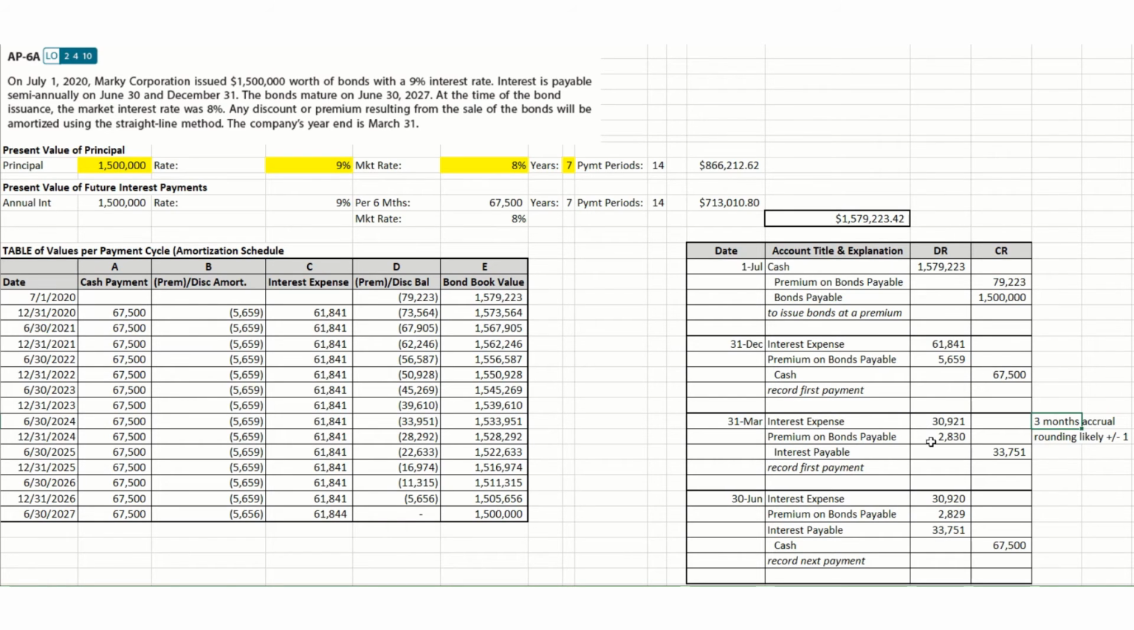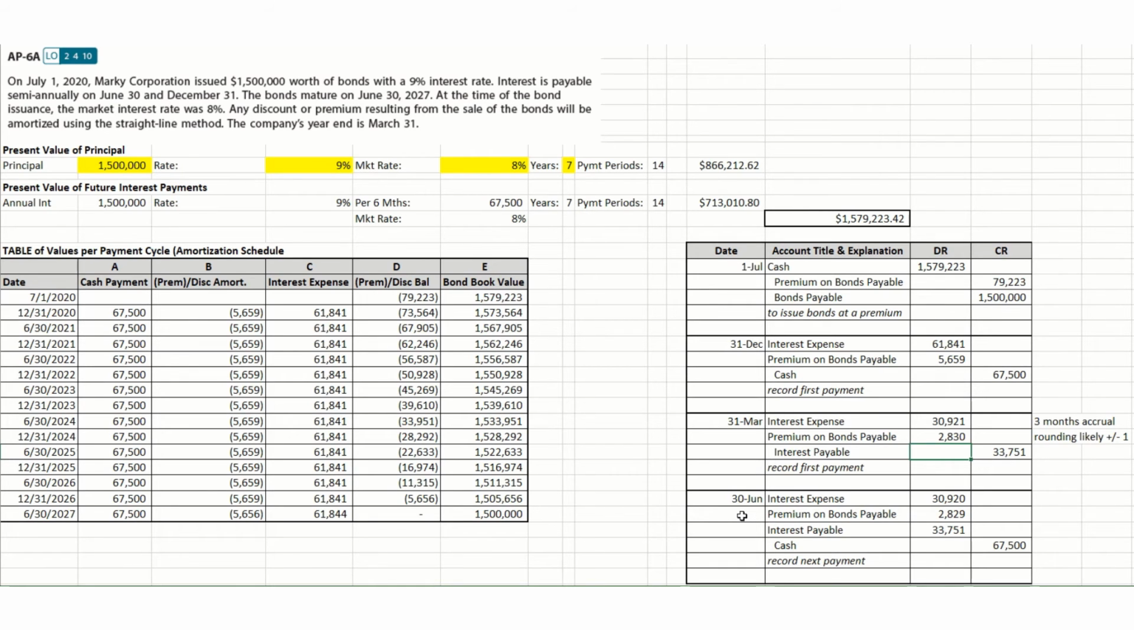You would halve the premium on the bonds, so a debit to premiums, 2,830. So the interest payable would be 33,751, adding the two transactions. If you had 33,750 and you rounded one of these other items on the debit side to balance, that's okay, as long as your journal entry is in balance, of course.